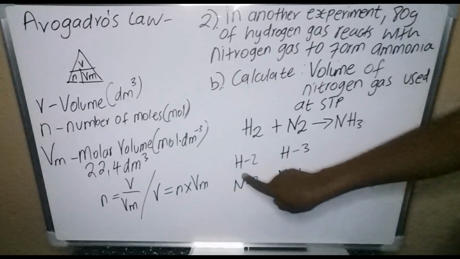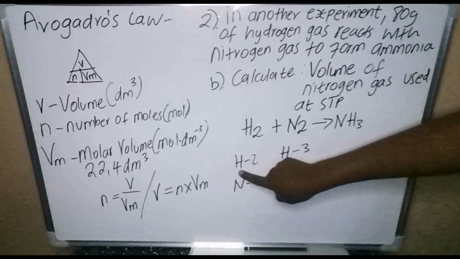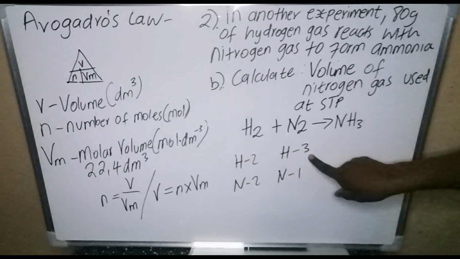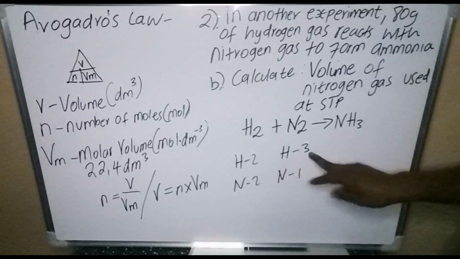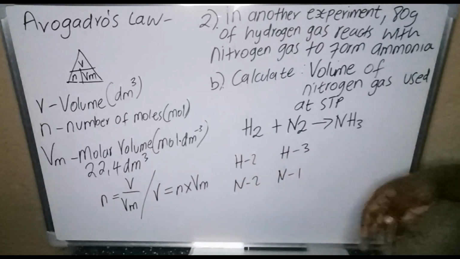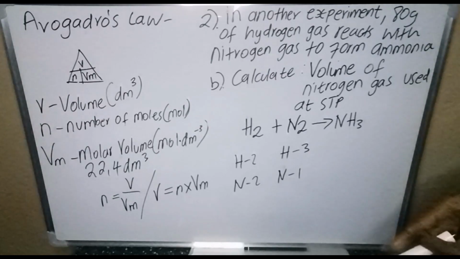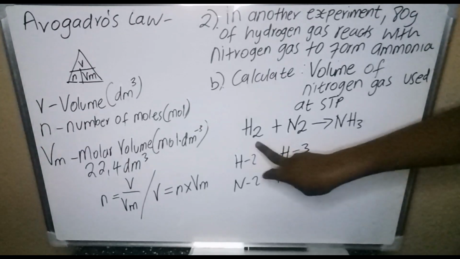And let's start with hydrogen. We've got 2 hydrogen atoms on one side, and we've got 3 on the other. Which side needs to be filled between the left and the right? It is the left side, because I've got 2 hydrogen gases. Now, to balance the 2 sides, we need to start with putting 2 next to hydrogen gas.